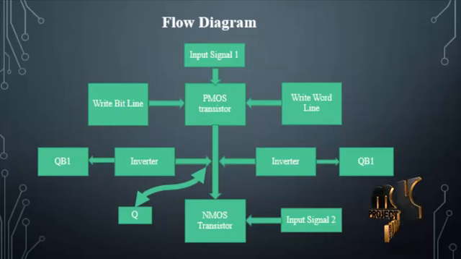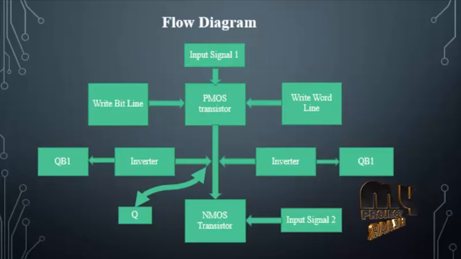The writing inputs, the write bit line and the write word line, are applied to the PMOS transistor, and then the output of the PMOS transistor is directly applied to the NMOS transistor via some inverters. This intermediate node is denoted as Q. To get the inverse output of Q, it is denoted as Q bar, using an inverter to obtain the Q bar output from the Q output.